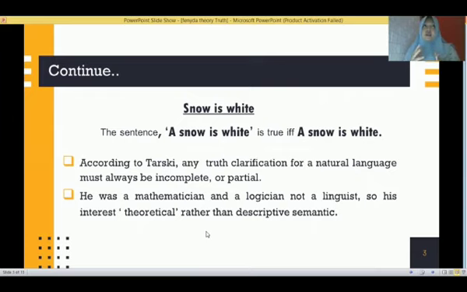For example, "it is raining." "It's raining" is true if you can look outside and it is raining. So that is the theory of Tarski. And according to Tarski, any truth clarification for a natural language must always be incomplete or partial. He was a mathematician and logician, not a linguist, so his interest was theoretical rather than descriptive semantics.